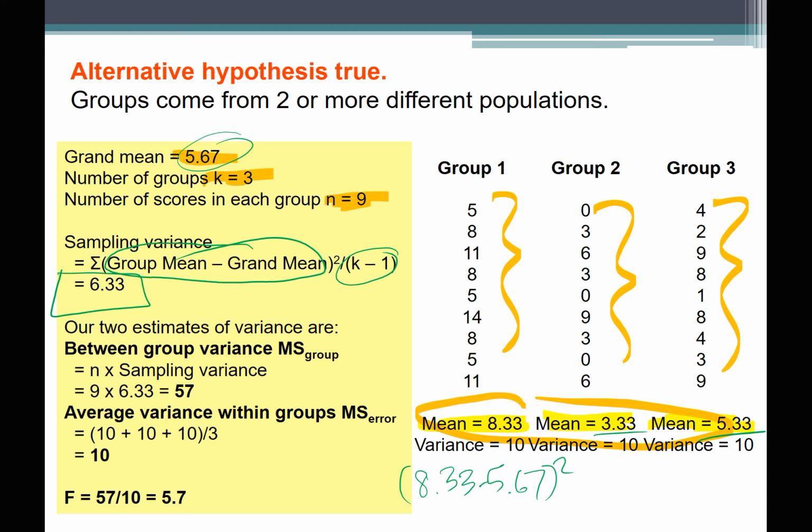Now to get MS group from that, this would be our N in each group, 9, times our sampling variance, and we would get 57 on top. Our variance, right here, is still the same as last time. It's only our means that changed, right? So our variance stays the same here. If we plug in 57 divided by 10, we get this time our F is 5.7.